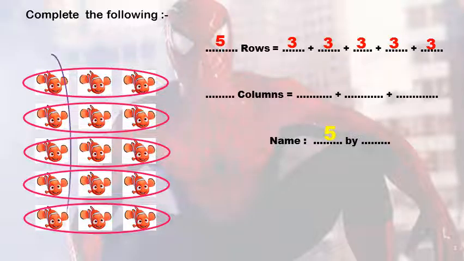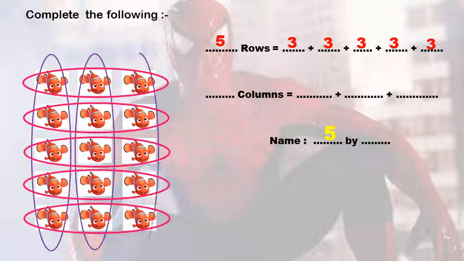What about the columns? Let's count the columns here. We have 1, 2, 3. So we have 3 columns. So the 3 columns have inside them how many Nemo fish? Yes, we have 5 Nemo fish inside each column. So we are going to repeat the 5 how many times? 3 times. 5 plus 5 plus 5.